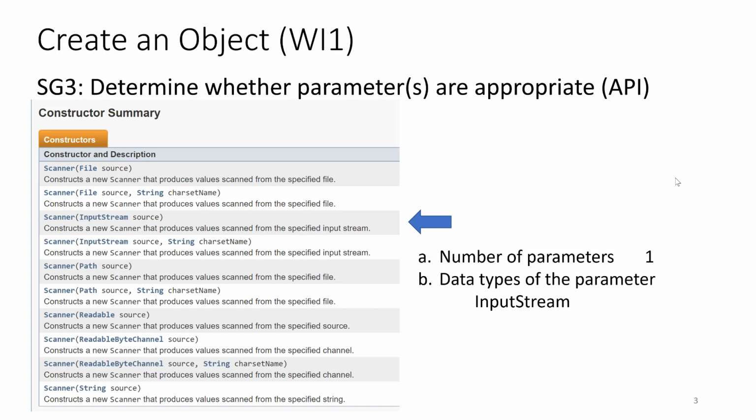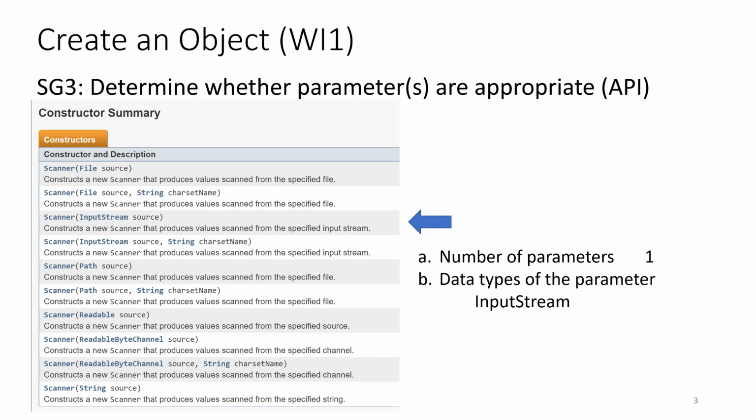Subgoal 3 says to determine whether parameters are appropriate. For this, we need to look at the Application Programming Interface, or the API. You can do this by viewing it online, by looking in your textbook, or through memorization. Here, if we looked it up in the Java documents, we would see that for a scanner, here are the different ways that we can construct a scanner object.